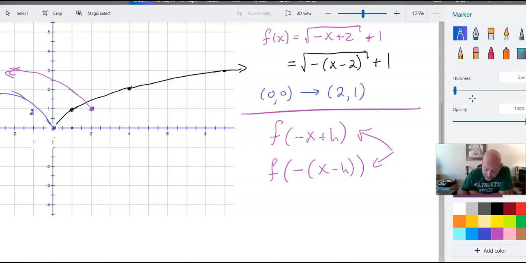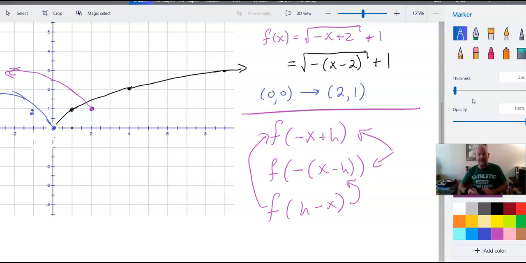I want to point out too that often instead of negative x plus h, it's written this way, h minus x, right? And you have to be able to switch it to this. Those are the same things because h minus x is the same as negative x plus h, and you need to move it into this form. So those are some things I just wanted to warn you about, just in case you run into trouble.